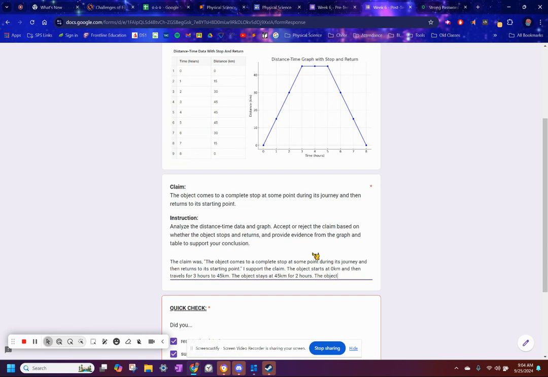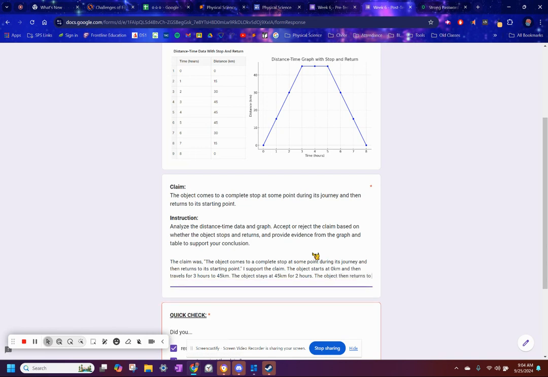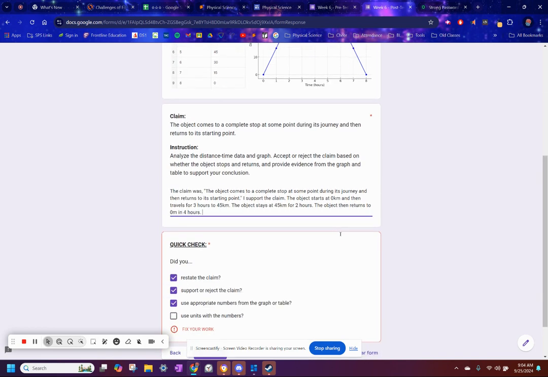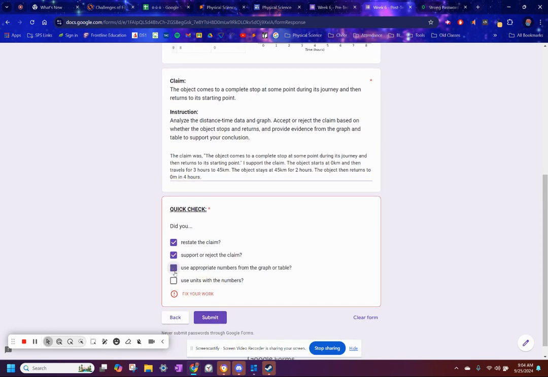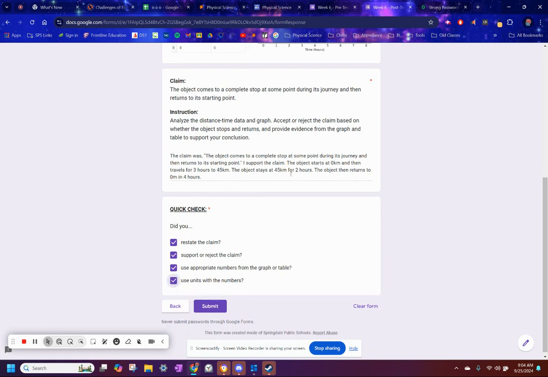The object then returns to 0 meters in, how many hours did that take? 1, 2, 3, 4, in 4 hours. All right, so did I use numbers from the graph or table? Yep. And did I use units numbers? Yep. There we go. That should be it.